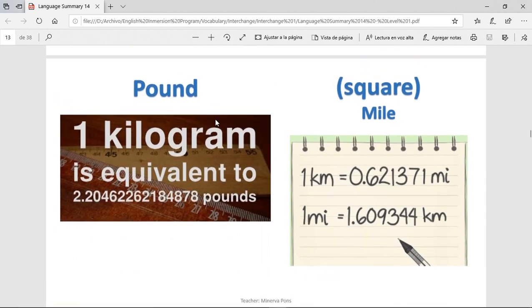Okay, let's continue. We have a pound, and 1 kilogram is equivalent to 2.2 pounds. And a mile is the same as 1.6 kilometers. Or 1 kilometer is 0.62137 miles. This is the conversion between the imperial system and the metric system.